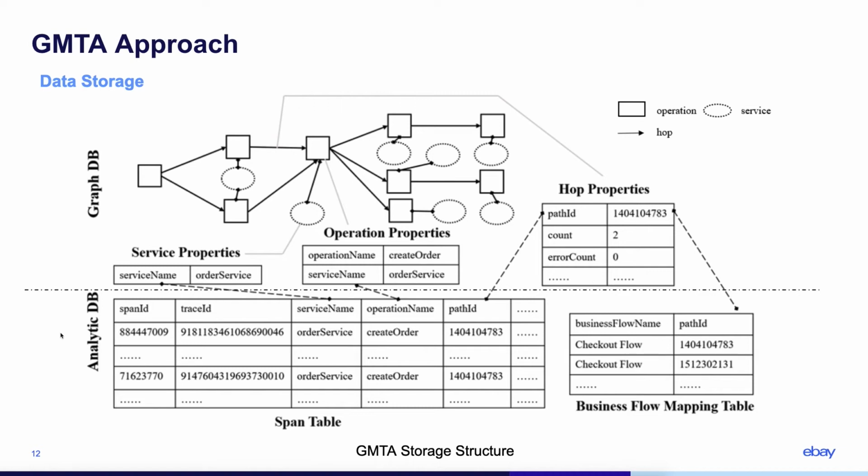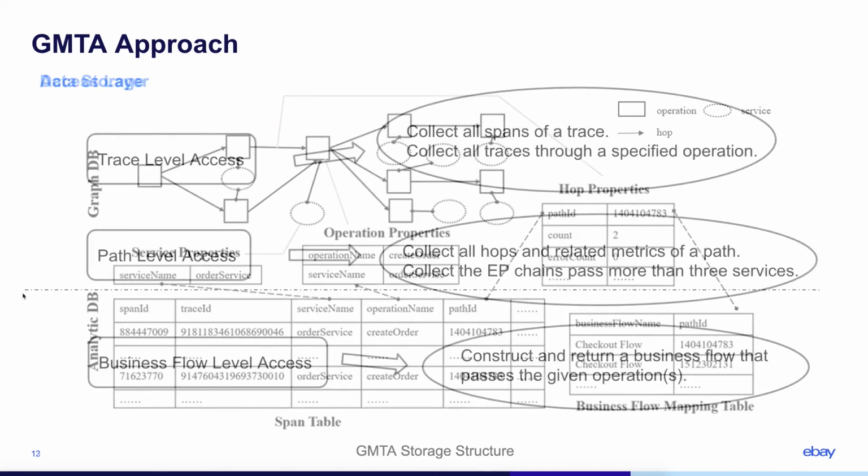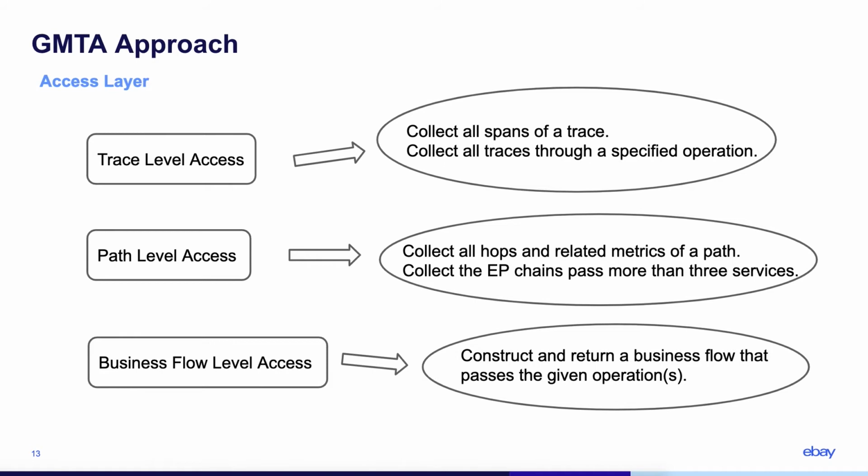In the analytic DB, we have stored raw spans with all the raw data available. At the same time, we also store the business flow mapping table. When a business flow is generated from the graph, we keep a backup here for easier access the next time. With the pre-processing and separate storage of the trace data, GMTA can provide multiple levels of efficient query interfaces at the access layer.